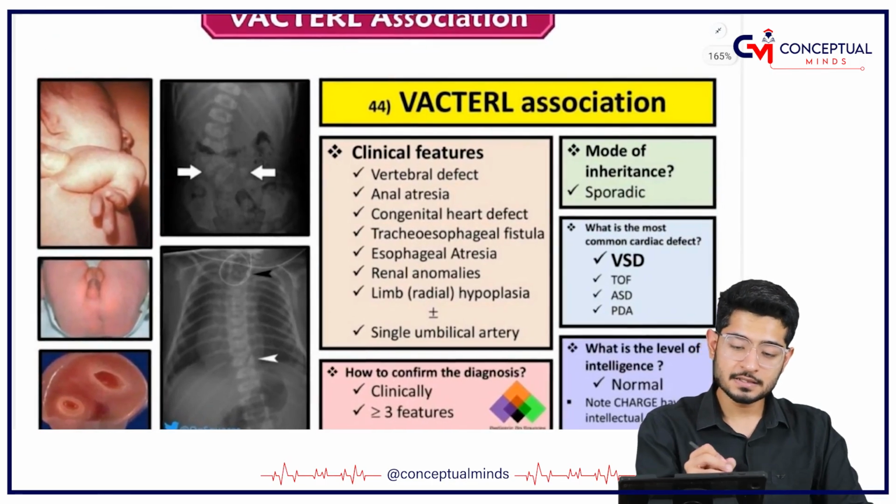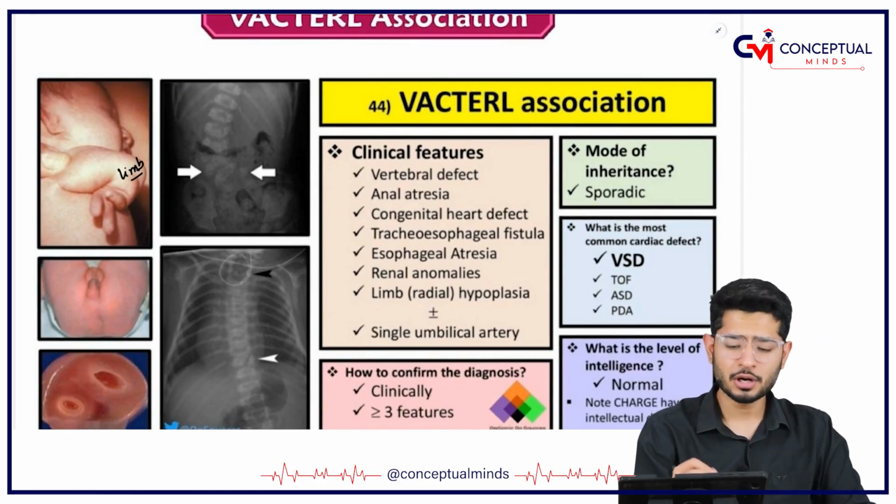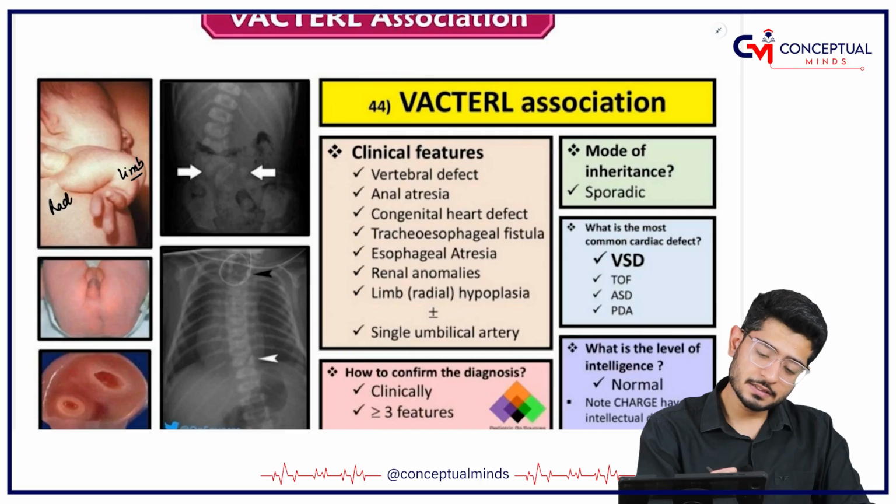So you can see this is the limb abnormality. Can you see this is the limb abnormality? You can't see any forearm bone. So that means the radius has not formed. There is no forearm bone which is formed. Okay, let me write down: no forearm bone which is formed.